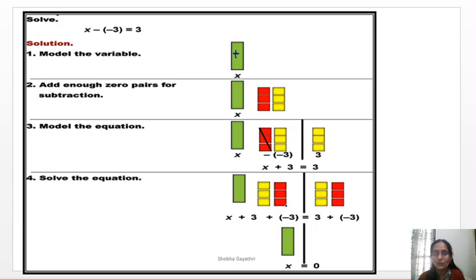But you cannot add only to the left side of the equation. You have to add to the right side of the equation also. Add minus 3 to the right side of the equation. 3 plus minus 3, on the right side you got 0 pairs, so the answer is 0. On the left side also you got 0 pairs, and you are left with only one green strip. So the value of x is 0. x equals 0 is the solution of the equation.